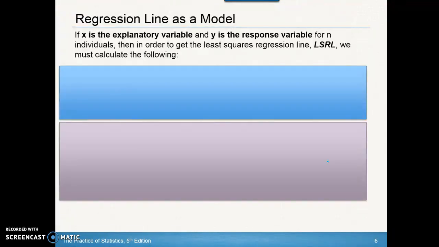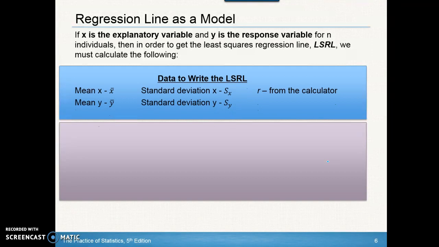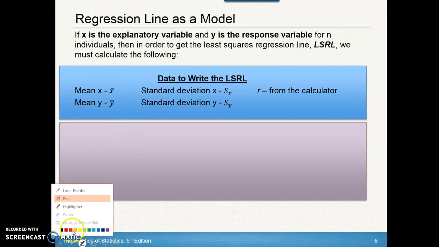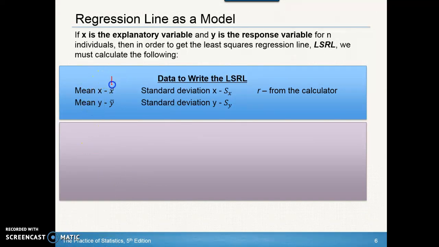Now, if X is the explanatory variable and Y is the response variable for n individuals, in order to get the least squares regression line, we are going to need to calculate the following. You're going to be able to get all of this information from your graphing calculator. A couple of important things about your least squares regression line. The first thing is that you need to get the mean of X and the mean of Y. That ordered pair, the average of X and the average of Y, is always a point on your line.